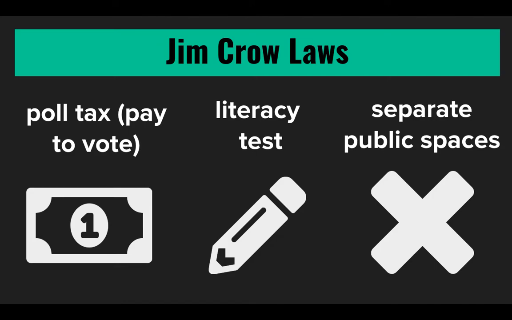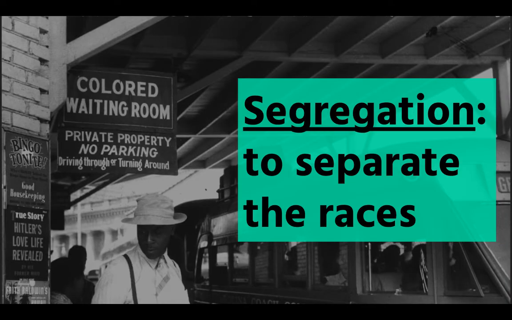And finally, of course, separating public spaces, for example, having restrooms for white people only and restrooms for everybody else, is also an example. So one more time, to segregate is to separate. So segregation is separation of the races, which we see up through the 50s, and we'll be talking more about that today.